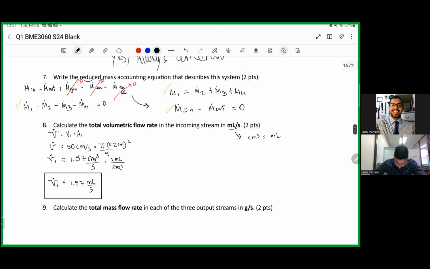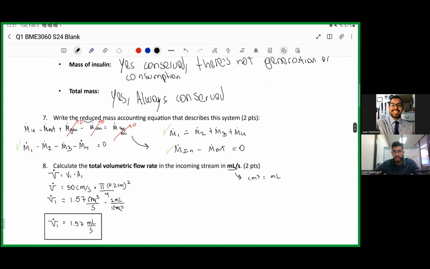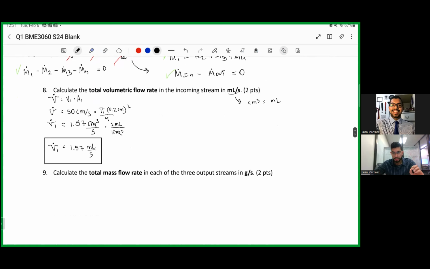Awesome. Don't forget to box your numerical answers, at least. The rest, if it's words or anything else, it's okay. But if you're talking about a numerical answer, box it, because you're going to get points off if you don't box your final answer.